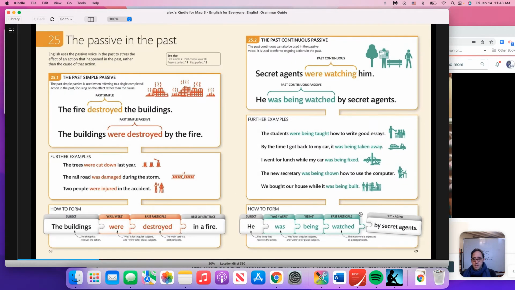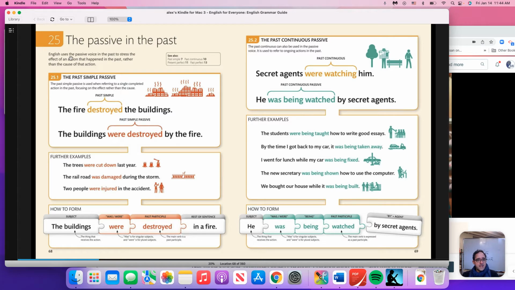So we're going to keep going with our grammar. We did passive tense last time. Remember, passive tense is when we take the direct object and we move it to the subject, which means that we don't know who did the action, we know who receives the action. Last time we did simple passive. Now we're doing passive in the past. So if you haven't seen the first one, go back to the last episode.